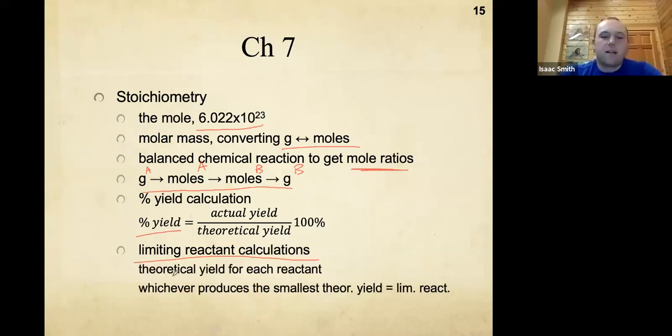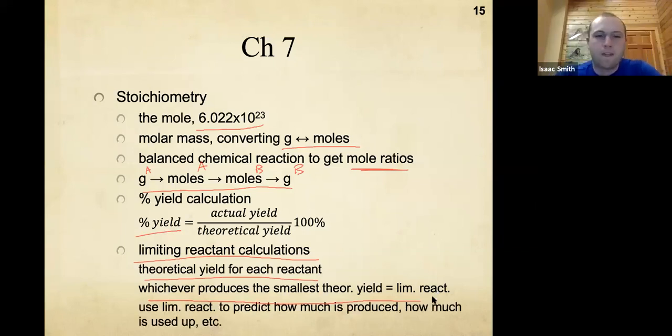Okay, and this is how you do it, right? You calculate the theoretical yield for each of the reactants, how much product you could produce, and then whatever produces the smallest theoretical yield is the limiting reactant. And if you have more questions, practice or go back to the limiting reactant lecture, where I go into it in a lot more depth, okay? Okay.